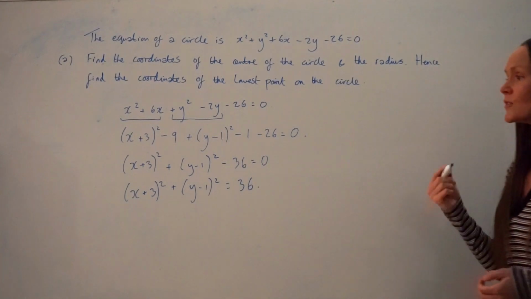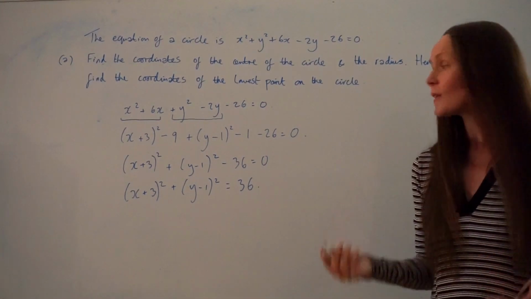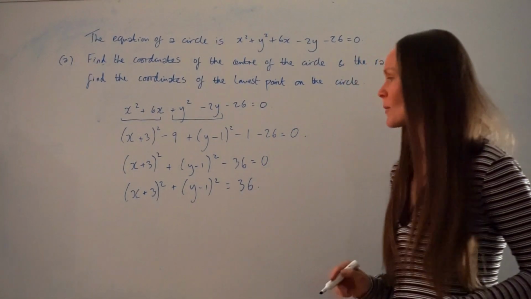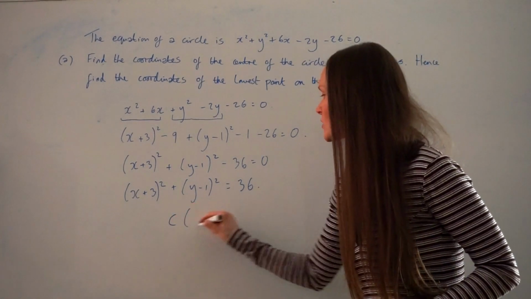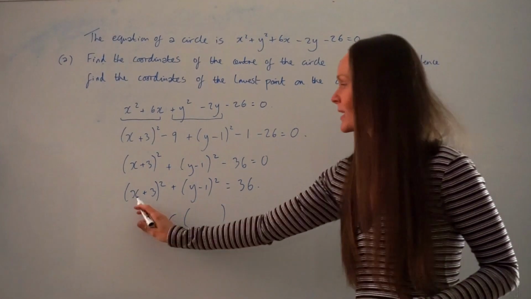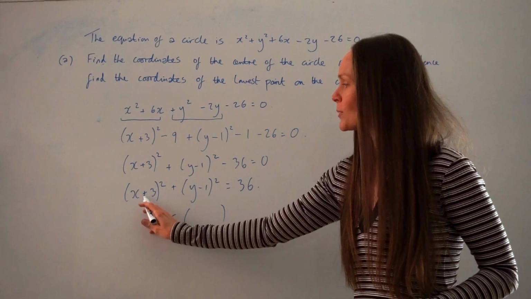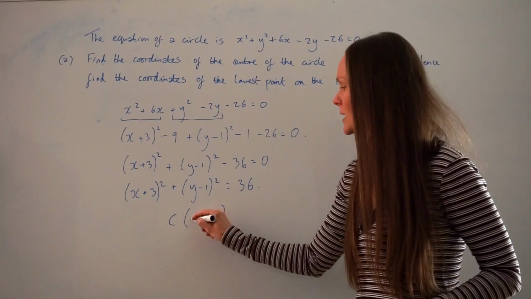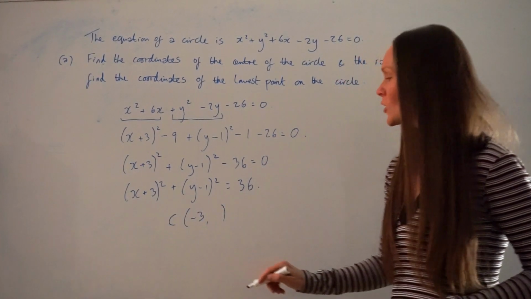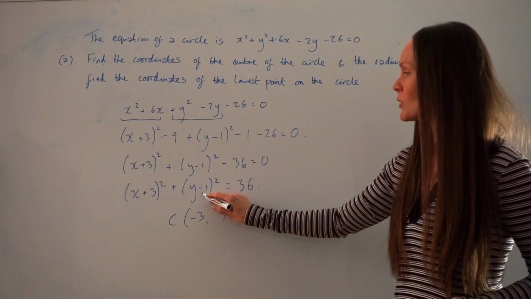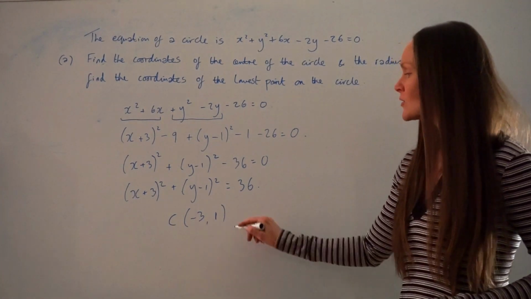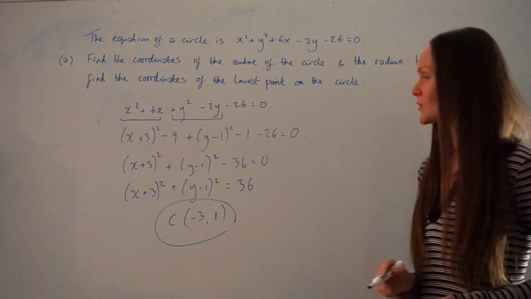Okay, so the centre of the circle can be found by looking at the numbers inside these square brackets. So the x coordinate is in this bracket here. It's this number but the opposite sign, so it's going to be negative 3. And the y coordinate of the centre is this number over here but the opposite sign, so positive 1. So they're the coordinates of the centre of the circle.